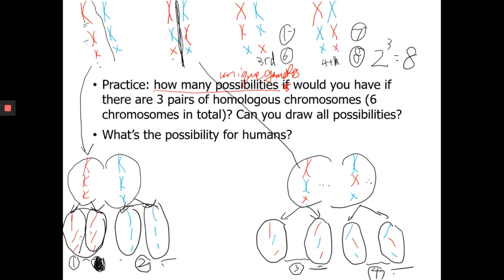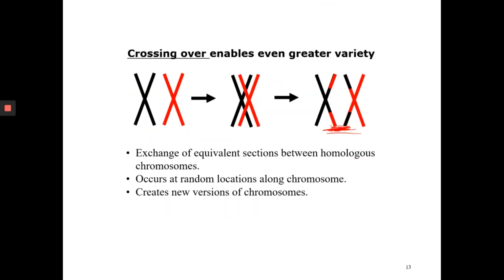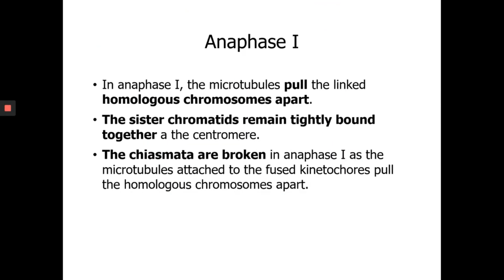So the number is correct, right? 2 to the third, that's 8 possibilities. Okay? So if you know how to draw this, then you should have a pretty good understanding of random assignment. All right, let's move on. Anaphase, now things are much easier, right?